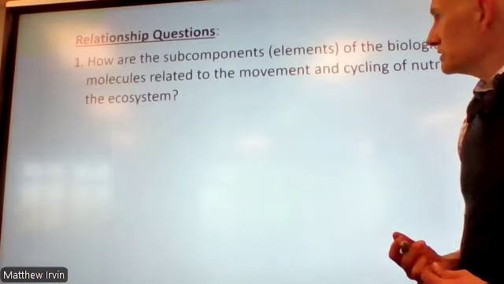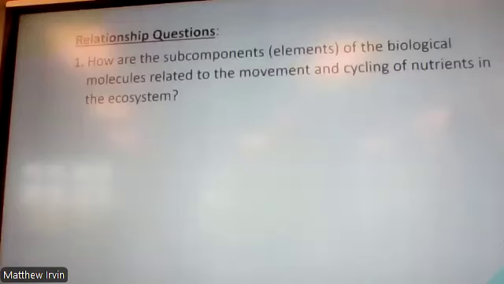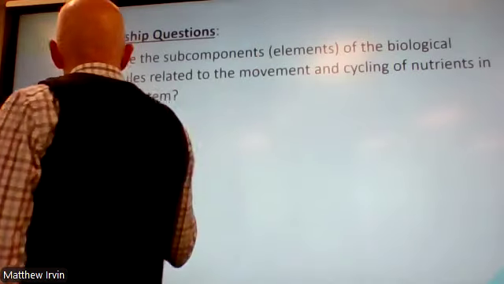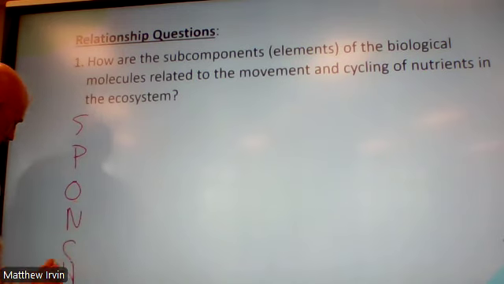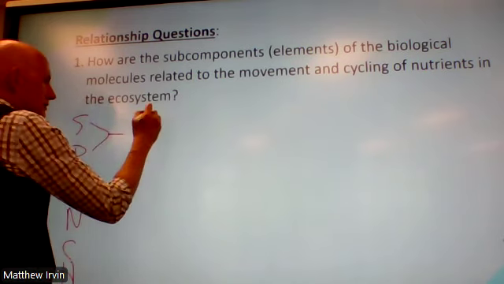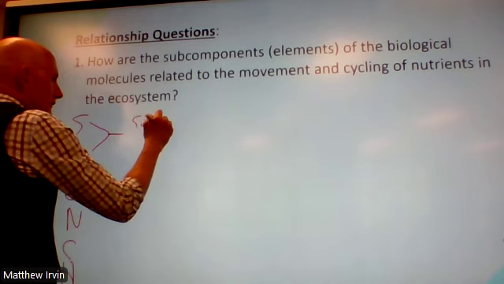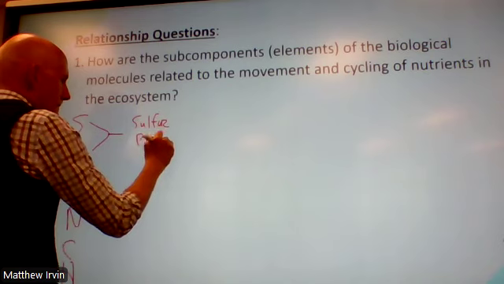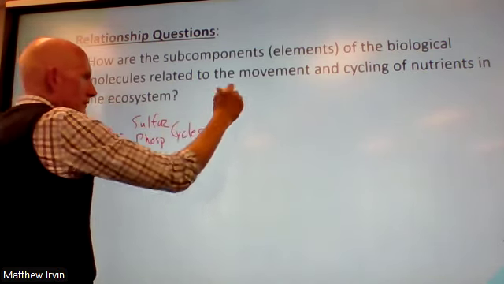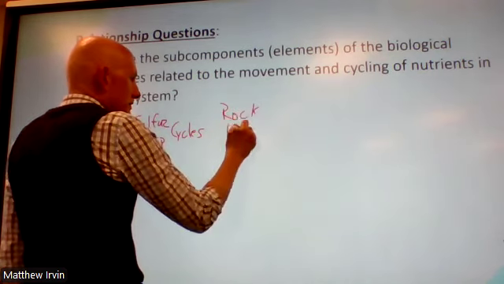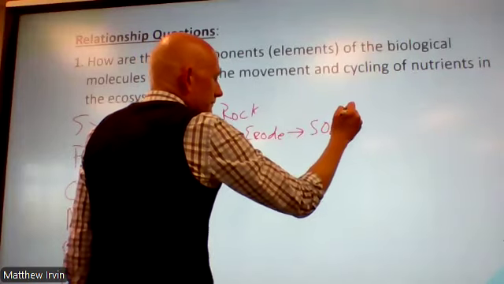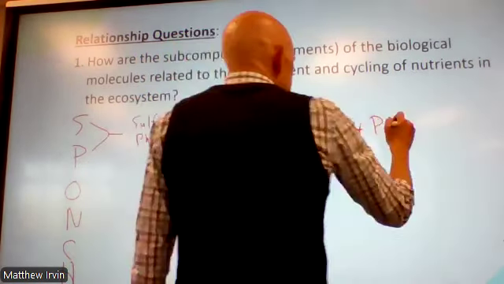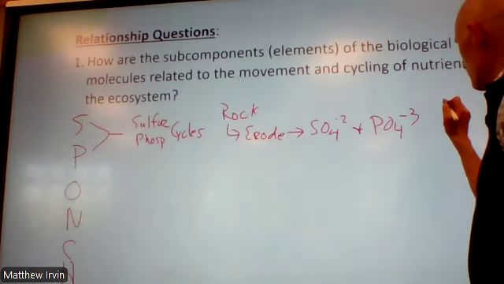Basic relationship questions. How are the subcomponents of the biological molecules related to the movement and cycling of nutrients in the ecosystem? So we've got our SPONCH elements. Sulfur and phosphorus are going to be in the sulfur and phosphorus cycles. This is where we have rock. It is going to erode, and that gives us sulfate and phosphate in the soil.